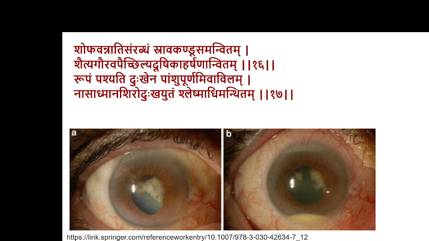Then Kaphaja Adhimantha is Shokavatu Natisamrabdam Sravakandusamanvidam Shaitya Gaurava Paichilya Dushika Harshananidam Rupam Pashati Dukhena Pamshapurnamivaviram Nasadhana Shirodukhitam Shleshmadhimantidam. In the Kaphaja Adhimantha, the patient would have nasal discharge, because the excess tear discharge may be flowing through the nose. Comparatively it will be less painful, but it affects the vision. The vision would be quite affected.